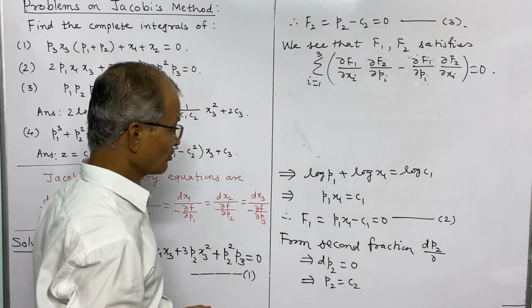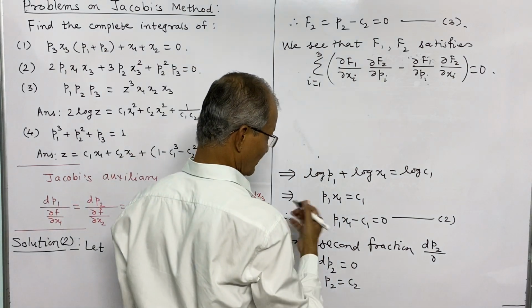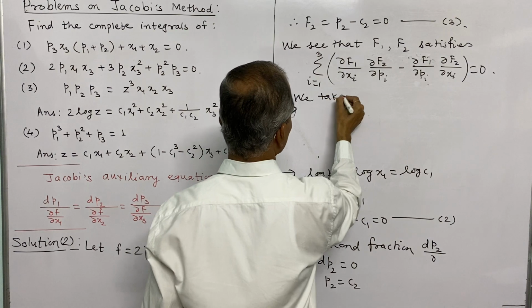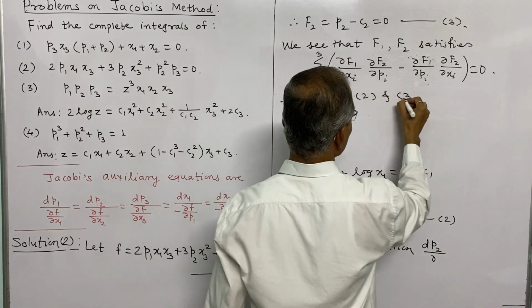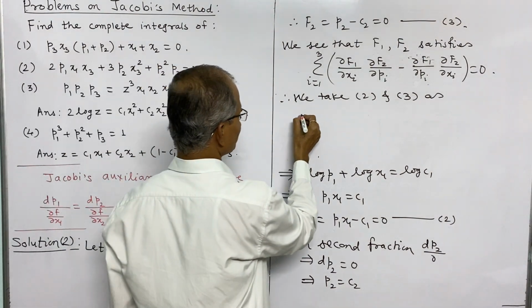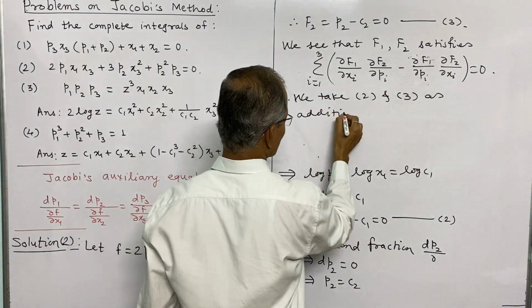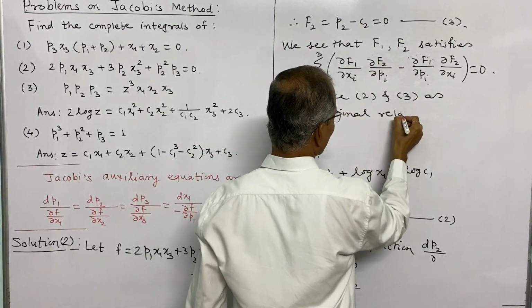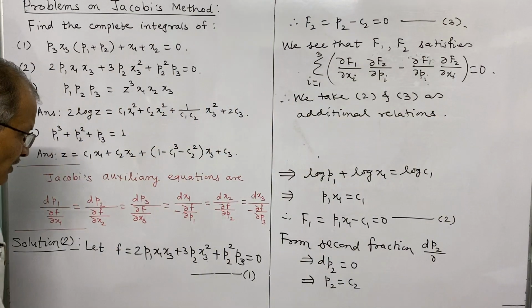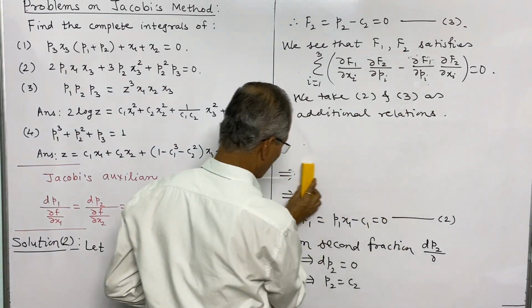And therefore we take 2 and 3 as additional functions. So therefore we take 2 and 3 as additional relations to obtain p1, p2, p3. Now we have to find p1, p2, p3 from 1 to 3. See, so here it is.